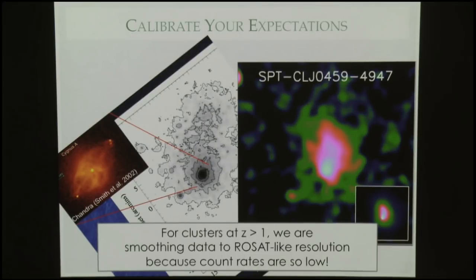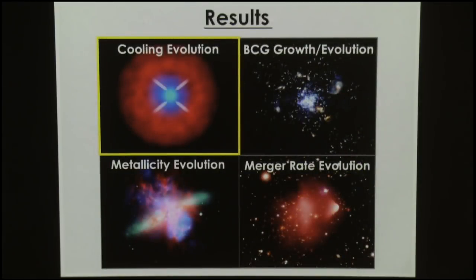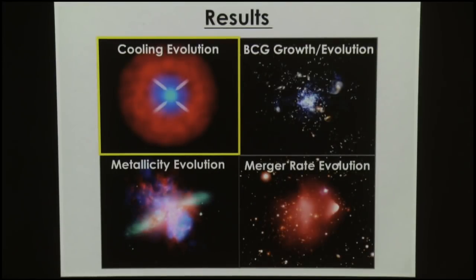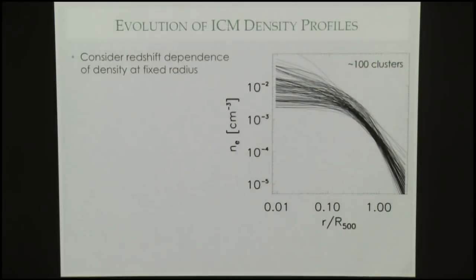Okay, so let me just fly through 4 exciting topics in the next 20 minutes. I'm going to just sort of step through these in the order of interest, I think. So let's start with the evolution of cool cores. Okay, so how did cooling evolve in clusters? So here's 100 density profiles.